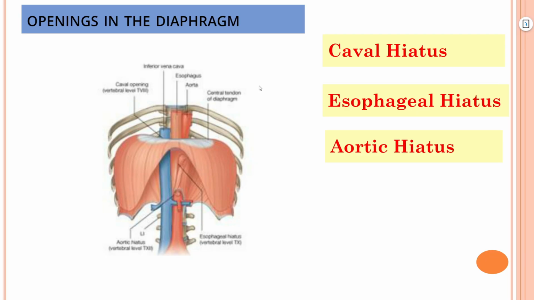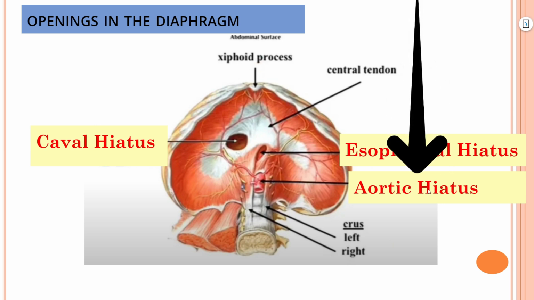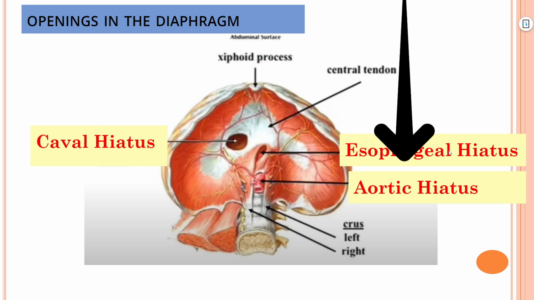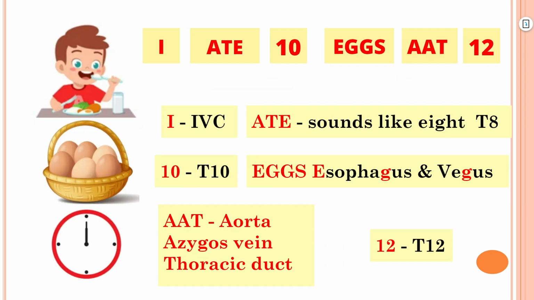There are a number of openings in the diaphragm through which structures pass between the thorax and abdomen. There are three major openings. The opening for the aorta is known as the aortic hiatus, and the one for the inferior vena cava is called the caval hiatus. The esophageal opening is known as the esophageal hiatus. One can remember this with the mnemonic I8 10 EGG at 12.